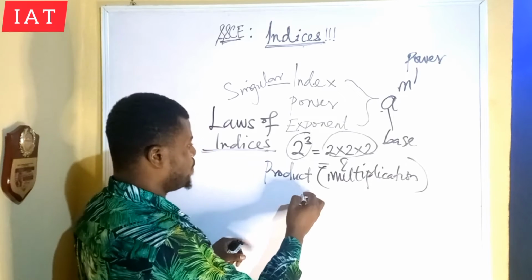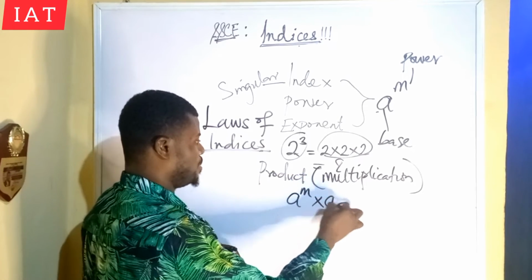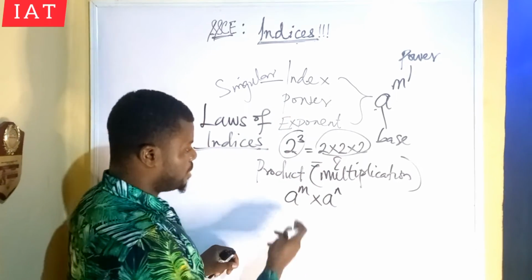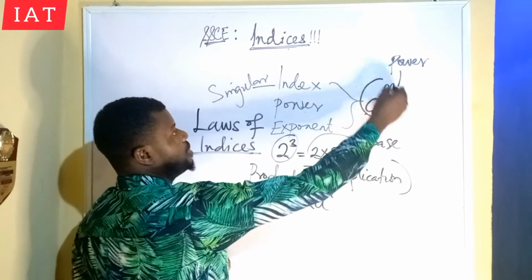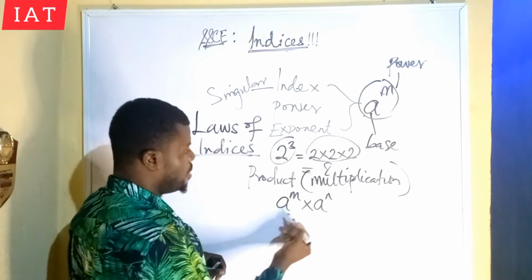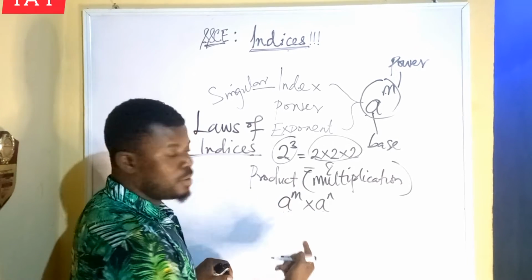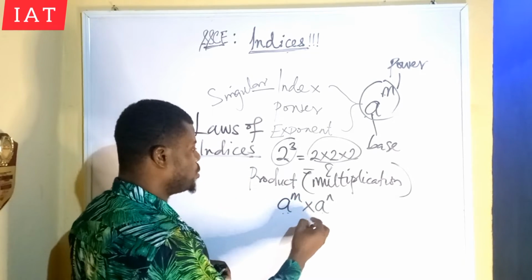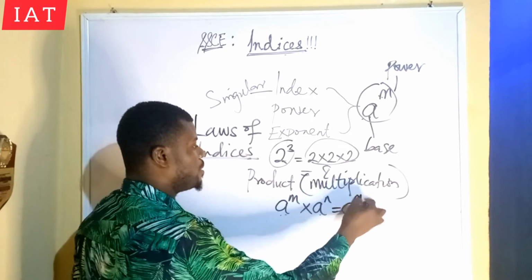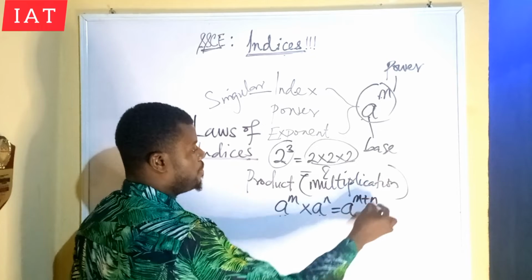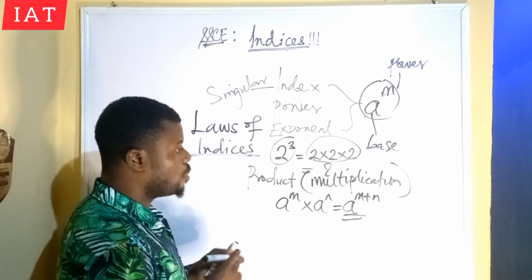For example, you have a to the power of m multiplied by a to the power of n. Since the bases are the same, from the concept we have here, this is the base and this is the power. When the bases are multiplied, and the bases must be similar, you will need to take the common base, one of it, and then what happens to the power, you add them up. So that is the simple rule of indices called the product rule.